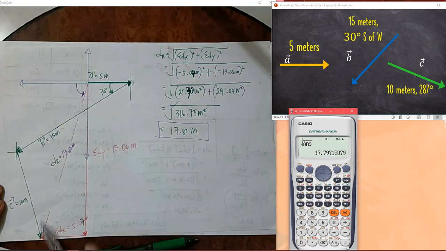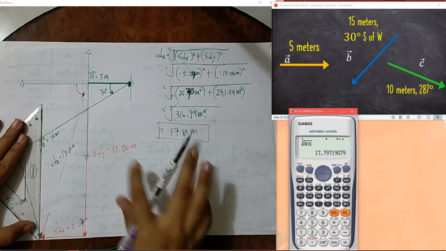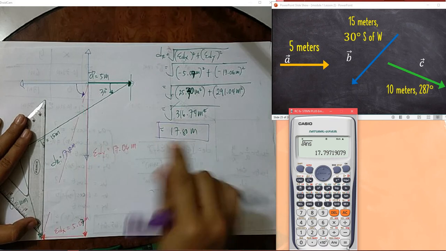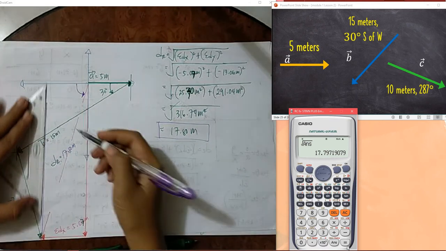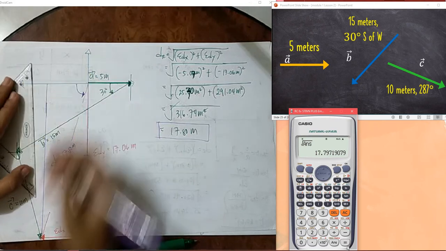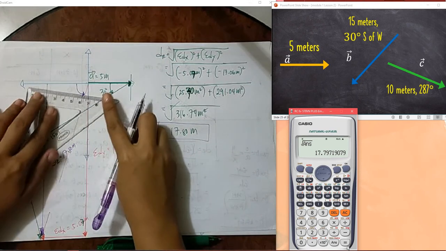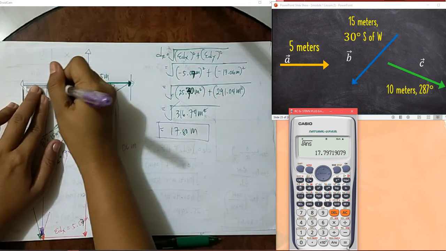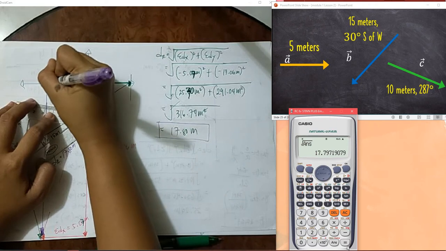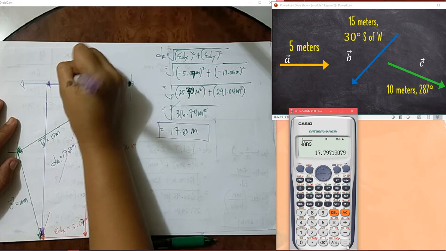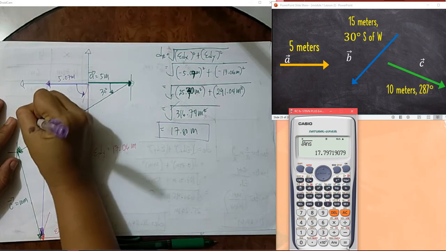Pero we don't have the triangle here. Paano ba natin kukunin yung ating angle? So with that, let us use our parallelogram method. Kung gaano kahaba at kung ano yung direction dito, it should be the same on the other side. So this is for our y-axis. Ayan siya. And this is for our x-axis. So we have here 5.07 meters tsaka 17.06 meters dito.